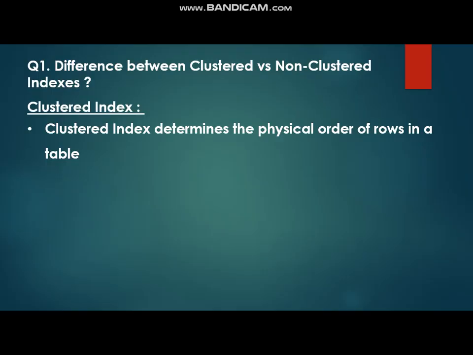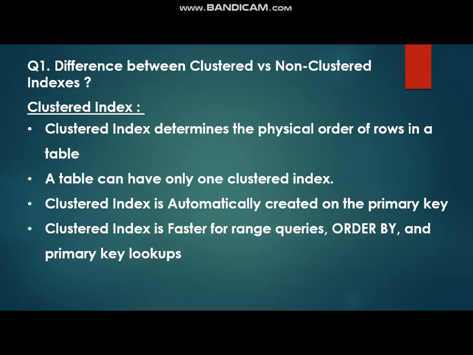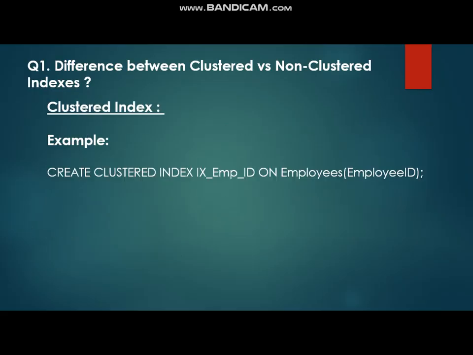So the clustered index determines the physical order of rows in a table. A table can have only one clustered index, and a clustered index is automatically created on the primary key. A clustered index is faster for range queries, ORDER BY, and primary key lookups.